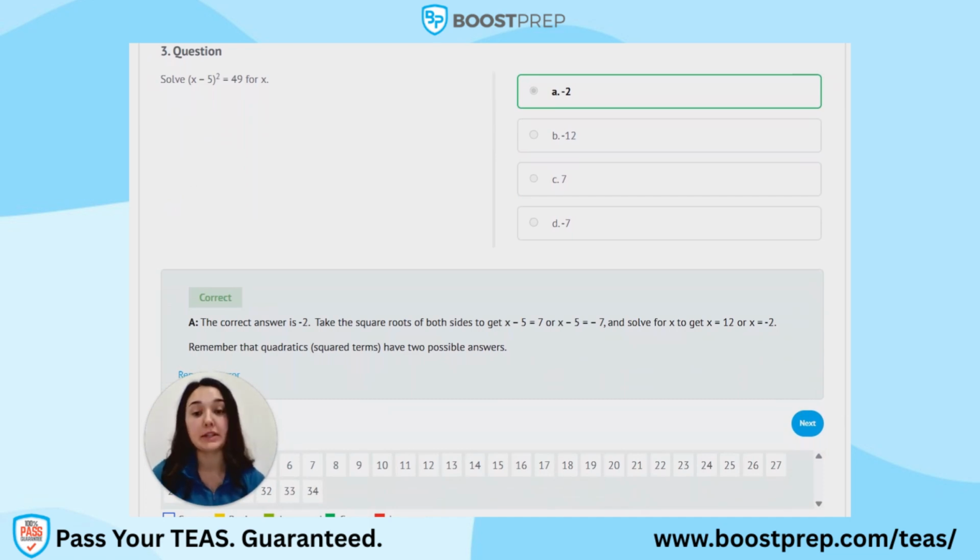So for this problem, you want to take the square root of both sides, which gives you x minus 5 equals 7, or x minus 5 equals negative 7. And you solve for x. So that gets you x equals 12, or x equals negative 2.